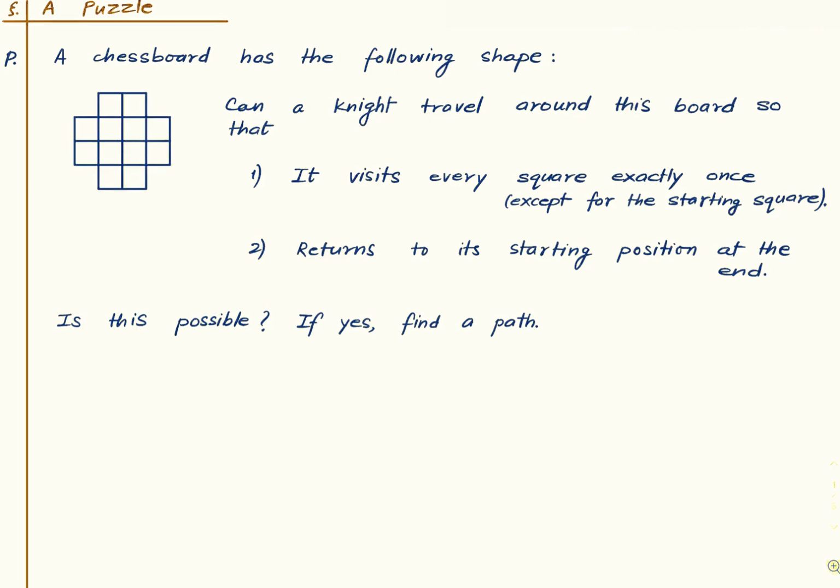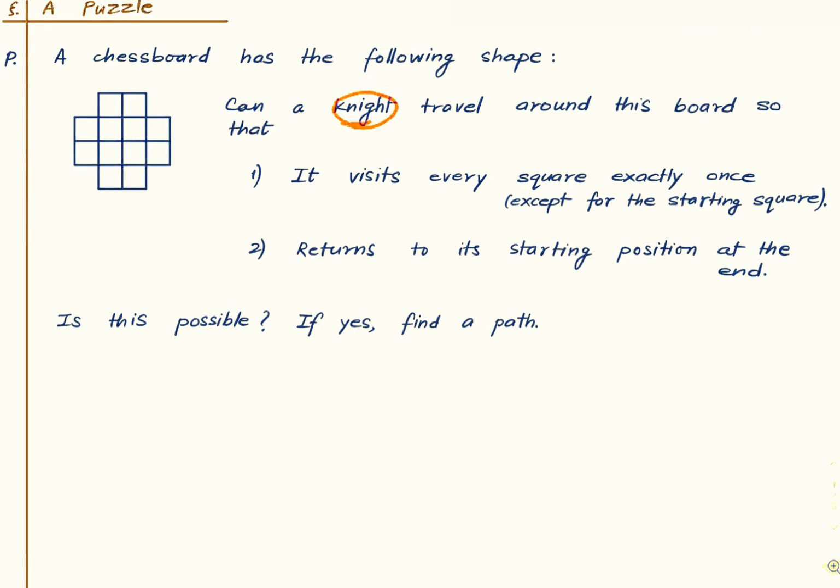from some starting square. It chooses to start at some square, and now it has to travel so that it visits every square exactly once, except for the starting square, where it is required to come back to. And obviously, the knight is required to make only knight moves.